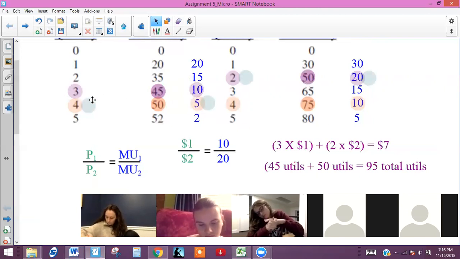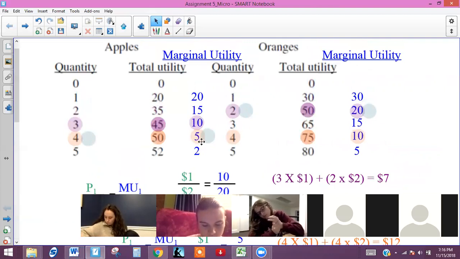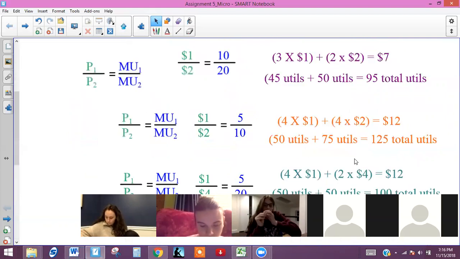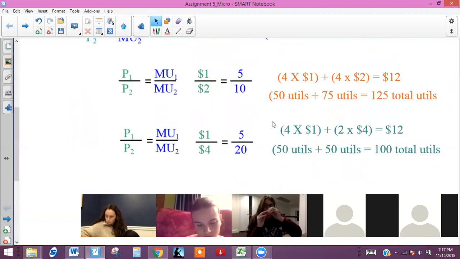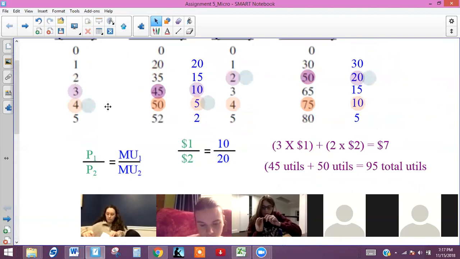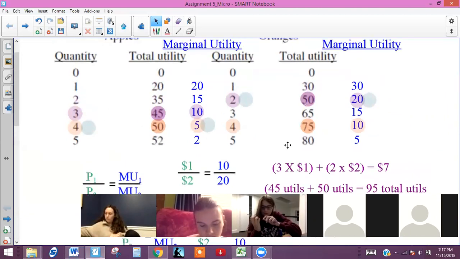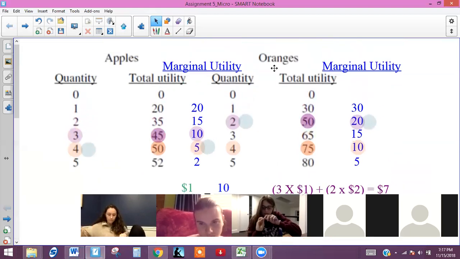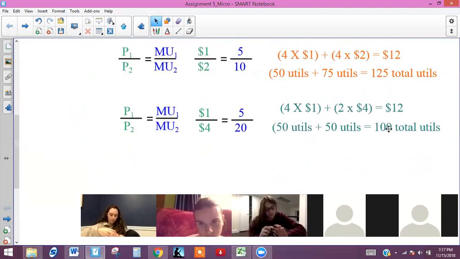So that's the fourth apple gives you 5 for marginal utility, and the second orange gives you 20 for marginal utility for oranges. So I come back down here and I just say, okay, 4 apples at $1 each and 2 oranges at $4 each equals 12. So that works. So that's the budget, and this also meets our ratio requirement. And then I just simply add up the total utils, which, if we jump back up to our chart, is a 50 for 4 apples, and 50 for 2 oranges right here. See, and 50 plus 50, the last time I checked, was 100.